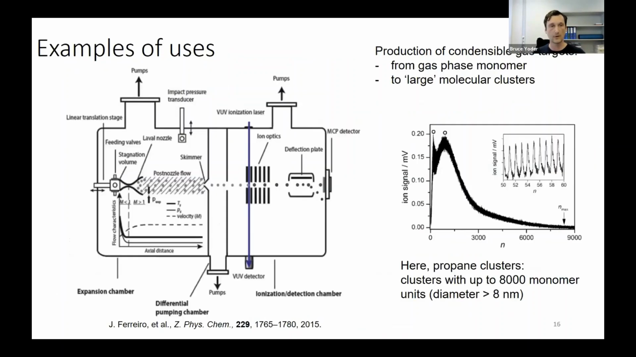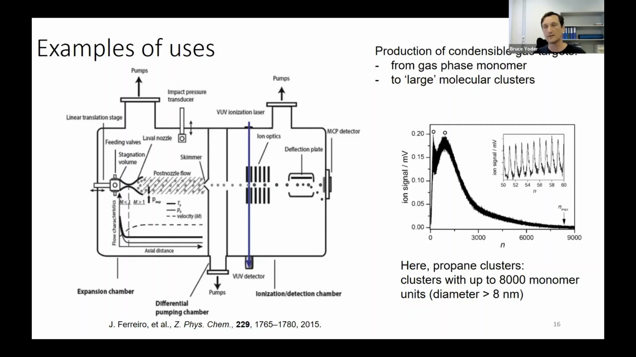So here's an example experimental setup. Here we see a Laval expansion source, and we expand a mixture of propane and argon. The uniform flow of the Laval nozzle exit is extended into this post-nozzle flow region, shown here as the dashed lines.